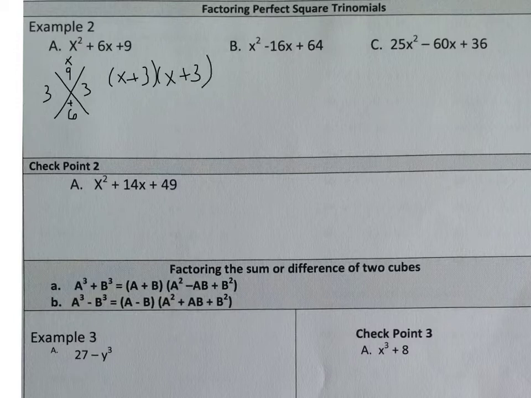The reason why this is special is because you get the same number twice. You get x plus 3 twice. And so we write it as a perfect square, which means it would be x plus 3 squared.